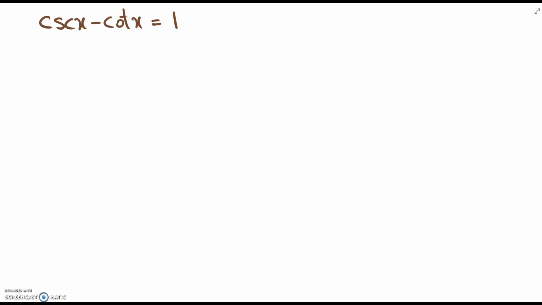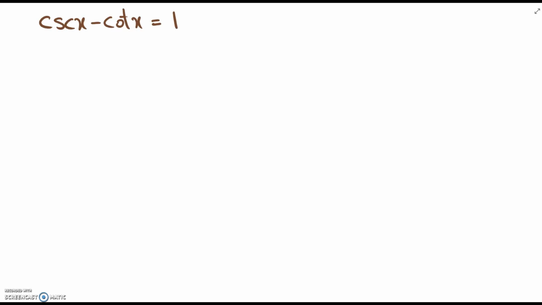Okay students, in this video I am going to explain another strategy to solve trigonometric equations. Now look at this equation. Again, we have two different trigonometric functions in the same equation, and we don't have a square on either trigonometric function to which we can apply a Pythagorean identity to simplify it, right? So what are we going to do?